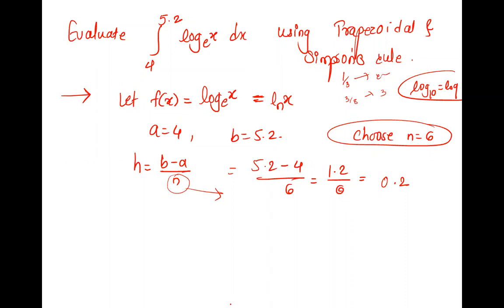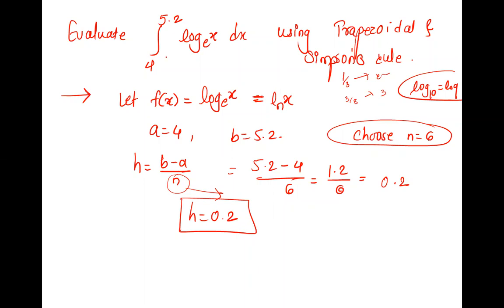Everyone is clear about the choice of n? Yeah, it is very important. 12 will also work, but then our work will increase. Instead, 6 is always better. So we have chosen n is 6 and h is therefore 0.2. Right. So we should now make a table with h is 0.2.